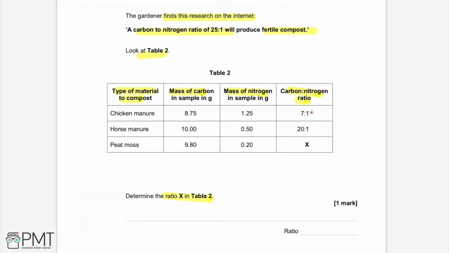So to do this, we need to divide the mass of carbon in the peat moss by the mass of nitrogen, since dividing any number by itself will give you an answer of 1. So our calculation here will be 9.8 divided by 0.2 to find the ratio of carbon to nitrogen. So this gives us an answer of 49. So our final ratio will be 49:1.